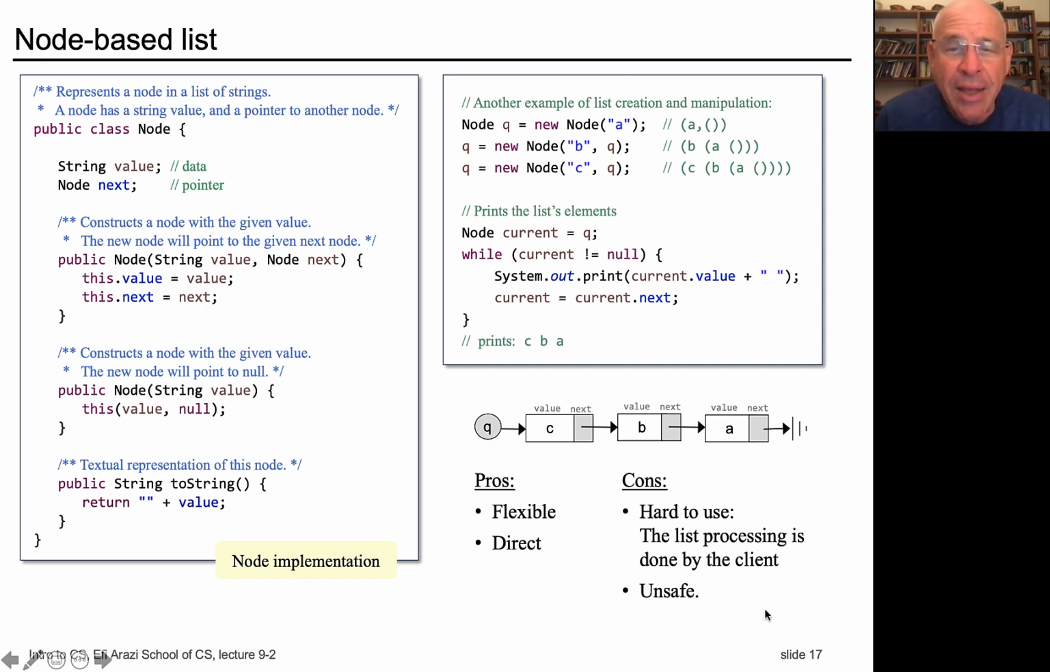Also, the setting here is very unsafe. It's unsafe because any client programmer can mess up the pointers of this list because we have direct access to the pointers. And once you change one pointer in a bad way, you lost the list from that point onward. Forever. You cannot get to it. So that's unsafe. I'll say it in Hebrew.